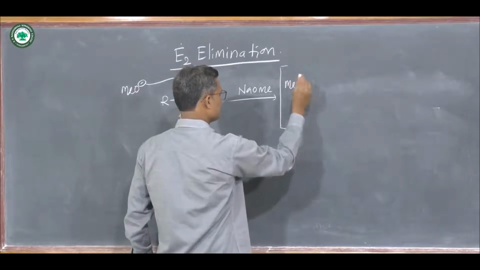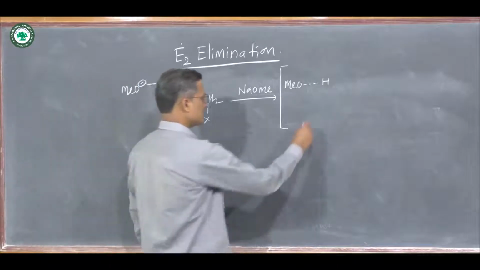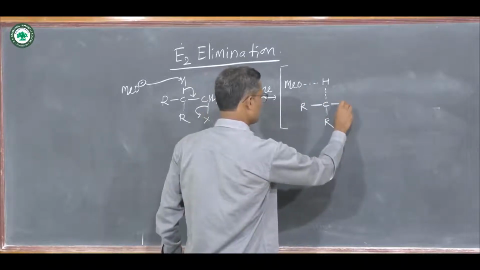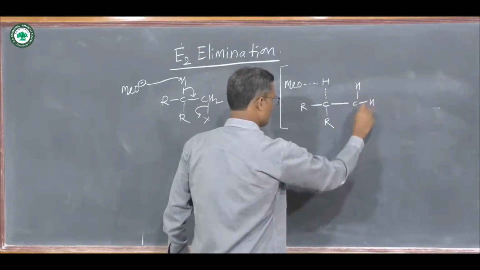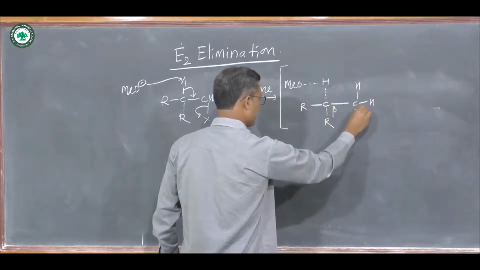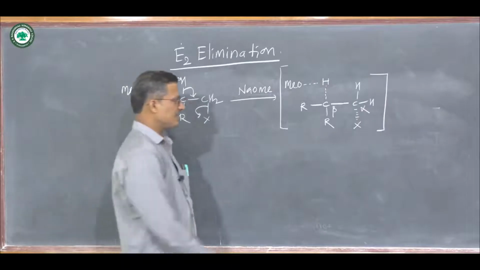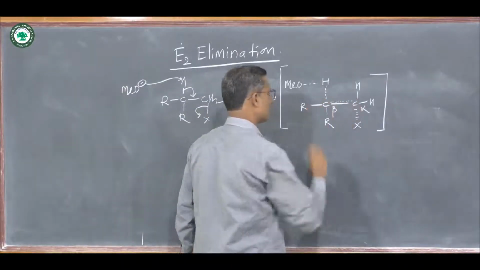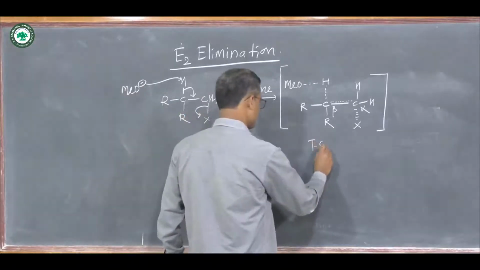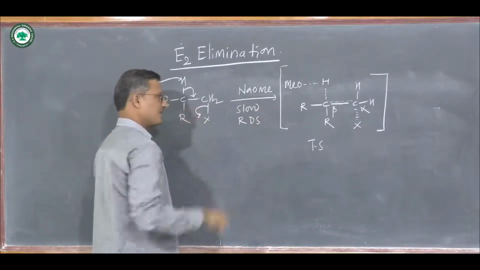So we know the base abstracts the hydrogen, there is formation of a bond between the base and hydrogen. Similarly, the bond between this beta carbon and hydrogen is broken, and the bond between this alpha carbon and the leaving group is broken. So this is the alpha carbon, this is the beta carbon, and such a type of transition state formation takes place. Similarly, there is formation of a pi bond between the alpha carbon and the beta carbon. So we get this transition state. This is the first step and it is a slow step, or we call it the rate determining step.